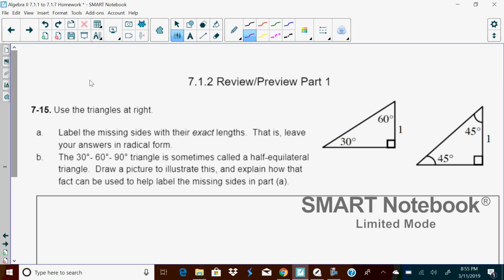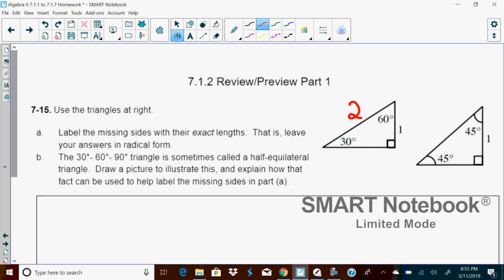Okay, here are the answers for the 7-12 review preview. So 7-15 says, use the triangle at right, label the missing length with their exact length. So this one, I know that if I know the leg, I multiply by 2 to find the hypotenuse. So hypotenuse would be 2.